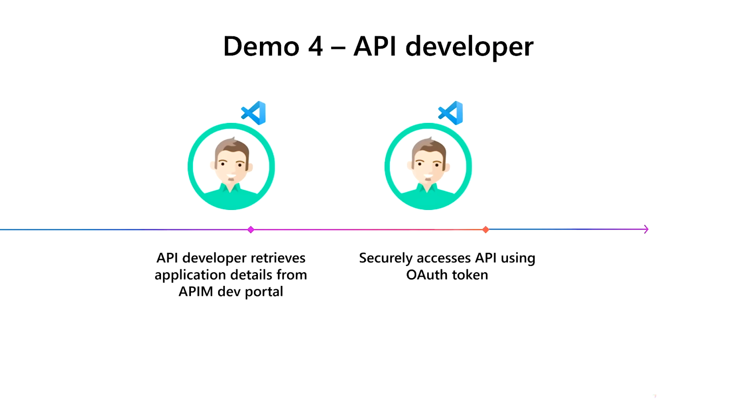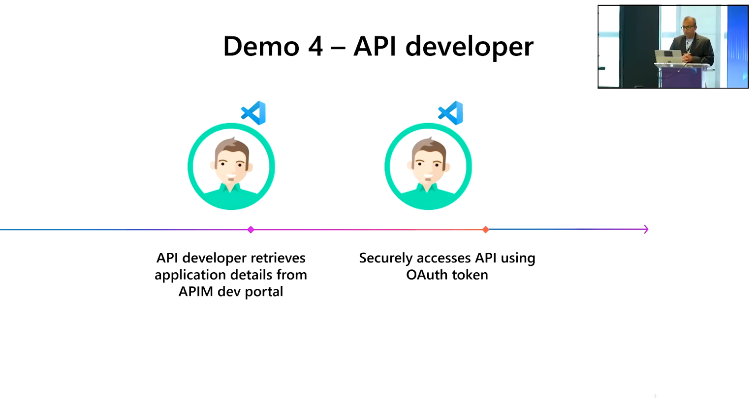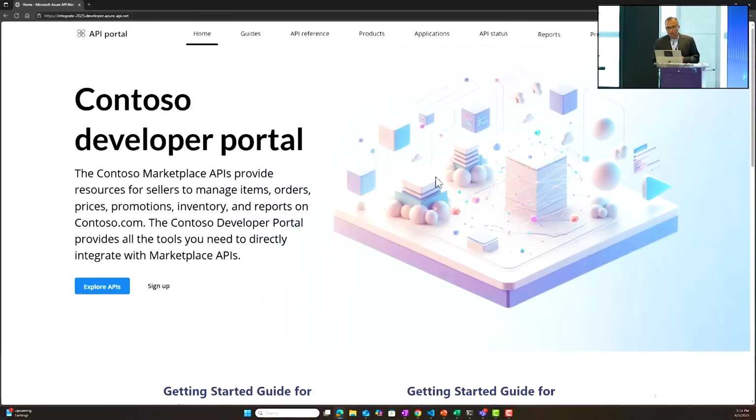All right. So in this demo, we're going to log in as a developer. We're going to retrieve the application details. So we turned on OAuth on the product side, but now as a developer, we'll go into the developer portal, use the application that my API manager provisioned for me, and we're going to retrieve the token. We're going to securely access the API using the token. So we'll just do a very quick demo of that.